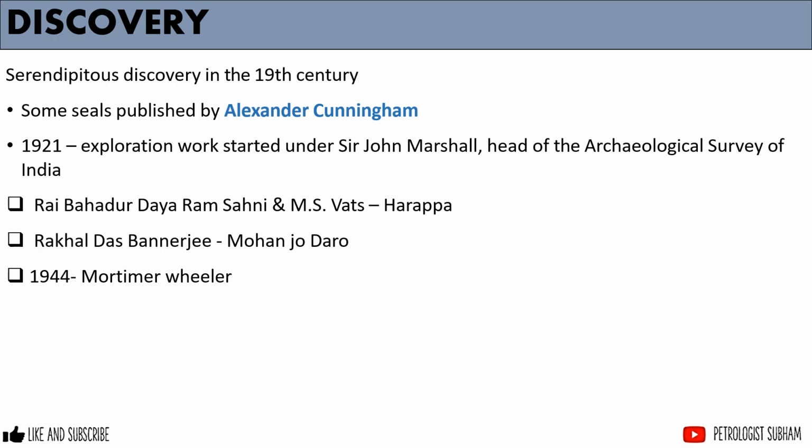During the discoveries of the 19th century, some seals were published by Sir Alexander Cunningham. In 1921, exploration work started under Sir John Marshall, head of the Archaeological Survey of India at that time. Rai Bahadur Dayaram Sahni and MS Vats started the excavation of Harappa, and they were the first people who found the site of Harappa, followed by Rakhal Das Banerjee, who also worked on Mohenjo-daro.